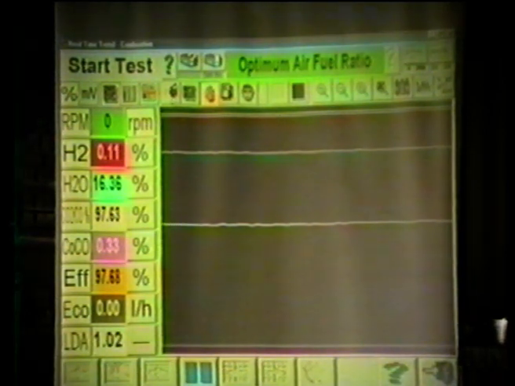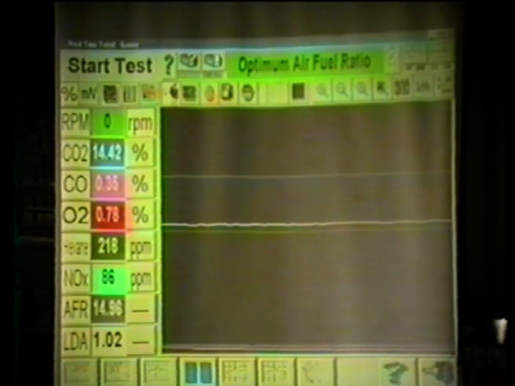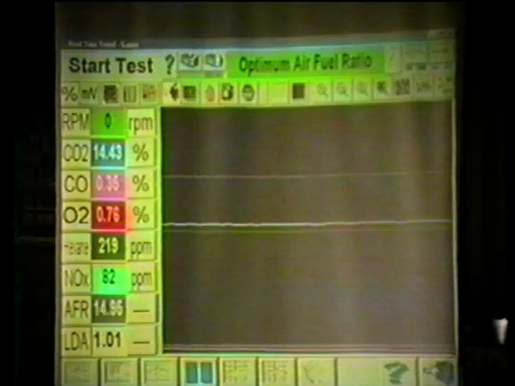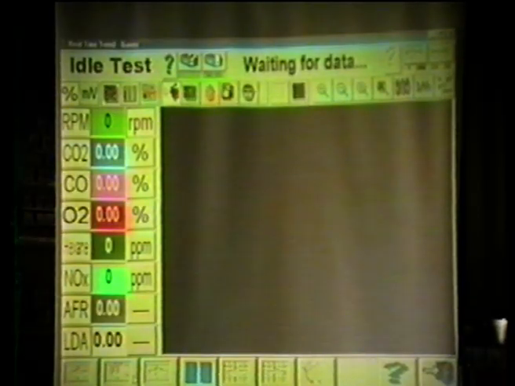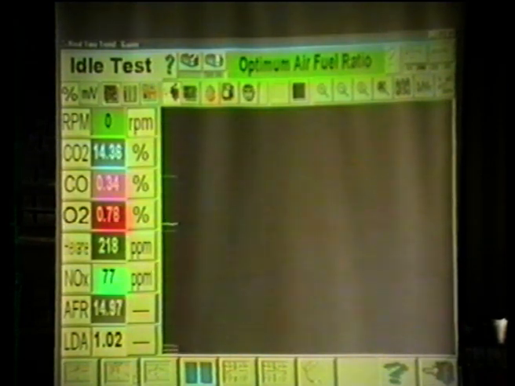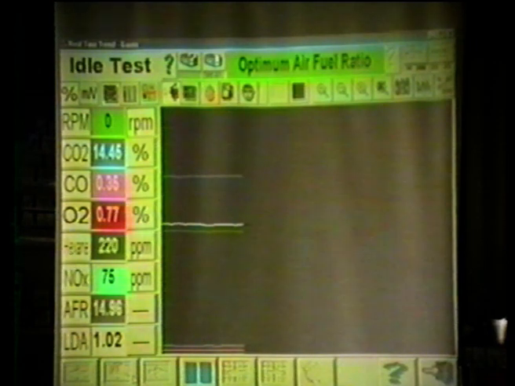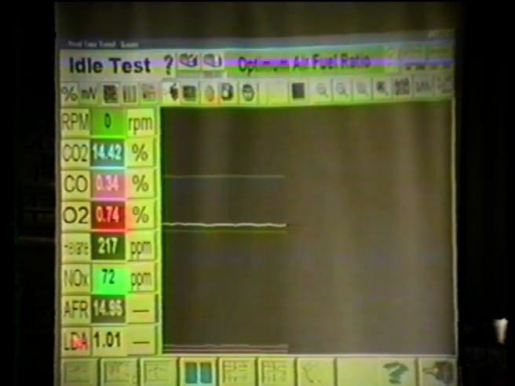Getting back to here. Alright. So this car is behaving perfectly normal through the idle test. When all these turn green, there is no problem. And the air fuel ratio is right on the money. It's exactly what you expect out of a good car.